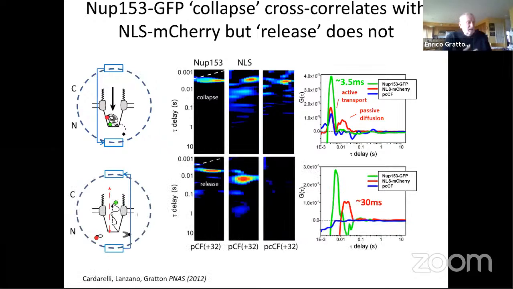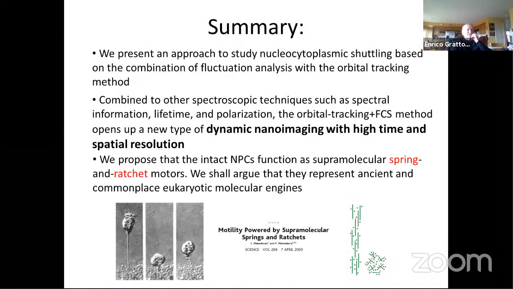So I think this is the first time that it is shown that there is a correlation between the motion of one protein in the nuclear pore complex and the transmission of a cargo from one side to the other. And that motion occurs in the same time scale that we expect for active transport, and cross-correlates with the color, which is the cargo. So I think more or less this is the summary.